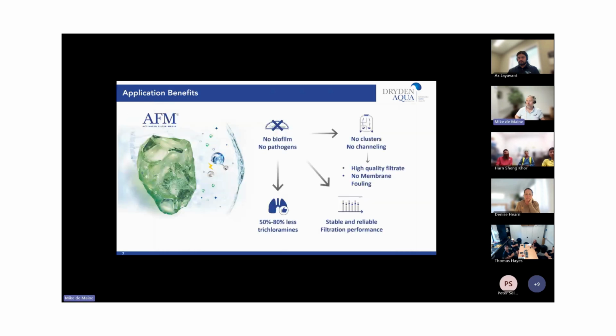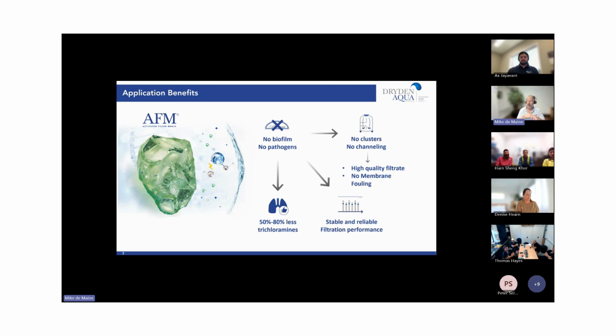Okay. So why does the AFM work so well? It's because we don't allow the biofilms, so there's no place for breeding of pathogens, because biofilms are the perfect place for breeding of parasites, viruses, amoebas, all sorts of pathogens. Then there's no clustering, like I said earlier on, making sure that our filtration remains consistent throughout the life of the filter vessel, because our AFM media never needs to be replaced. So generally, the filter vessels need to be replaced before our AFM media does.